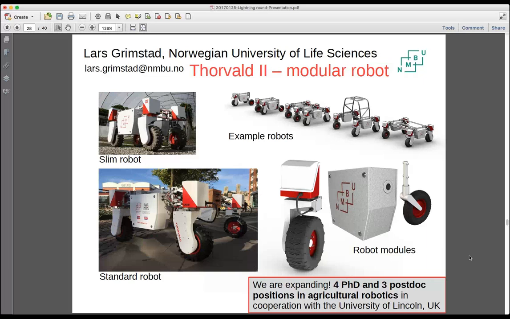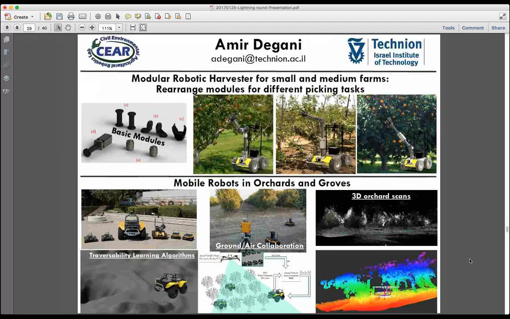The Thorvald robots are currently being used at our university in Norway and also at the University of Lincoln in the UK. We would like to mention that we are announcing 4 new PhD positions and 3 new postdoc positions in agricultural robotics in the next few months. Half of them are in Norway, the rest in the UK. So if this sounds interesting, please give us a call. Thank you. Thank you, Lars.